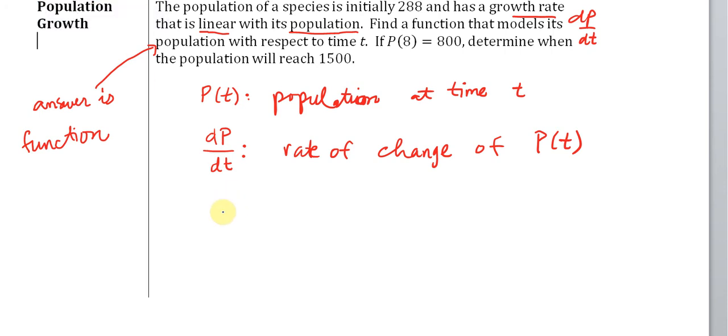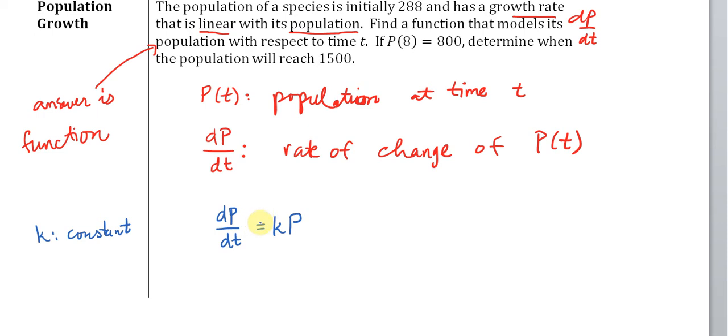So we can express it this way. dP/dt is equal to k times P, where k is also some constant. And what that constant is, we will figure out a little bit later. All right, so this equation seems relatively simple. And now we just have to apply what we know about differential equations.